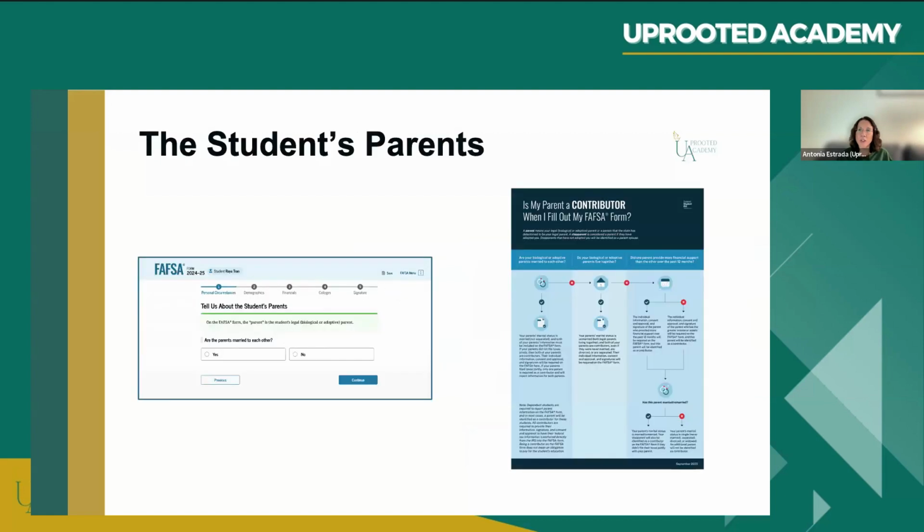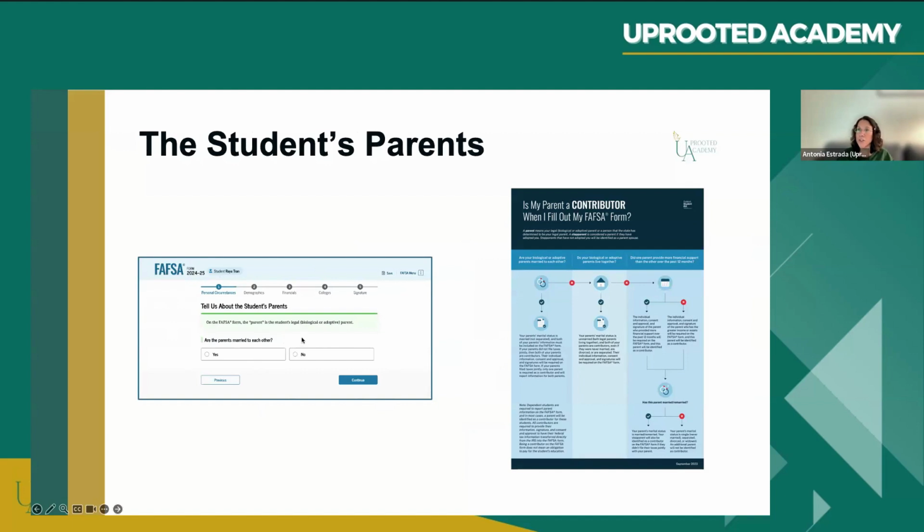So the next question has to do with parents. The FAFSA asks several questions about the student's parents to determine who should be invited to provide information on their FAFSA form. The FAFSA will guide the students through a series of filtering questions to help them determine who to report as their parent on the FAFSA.